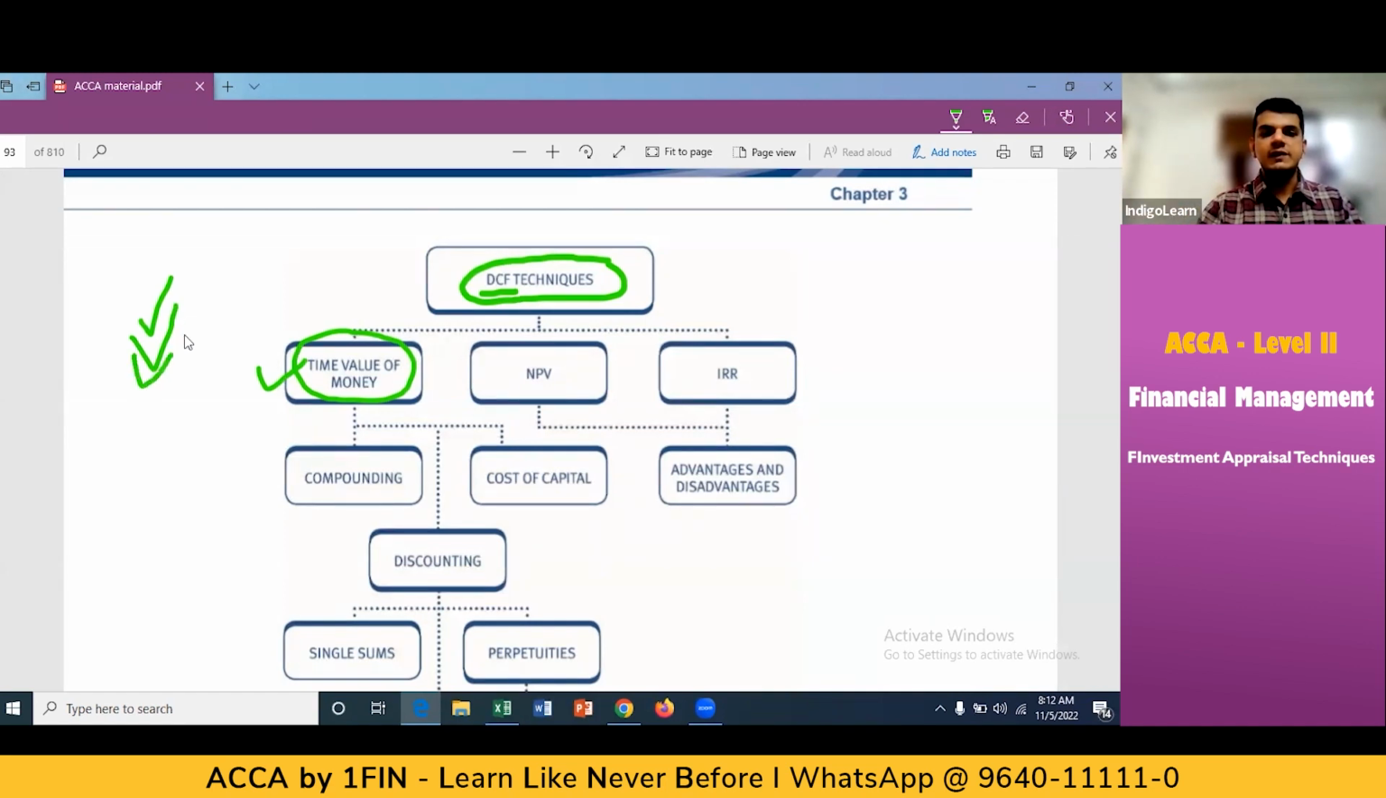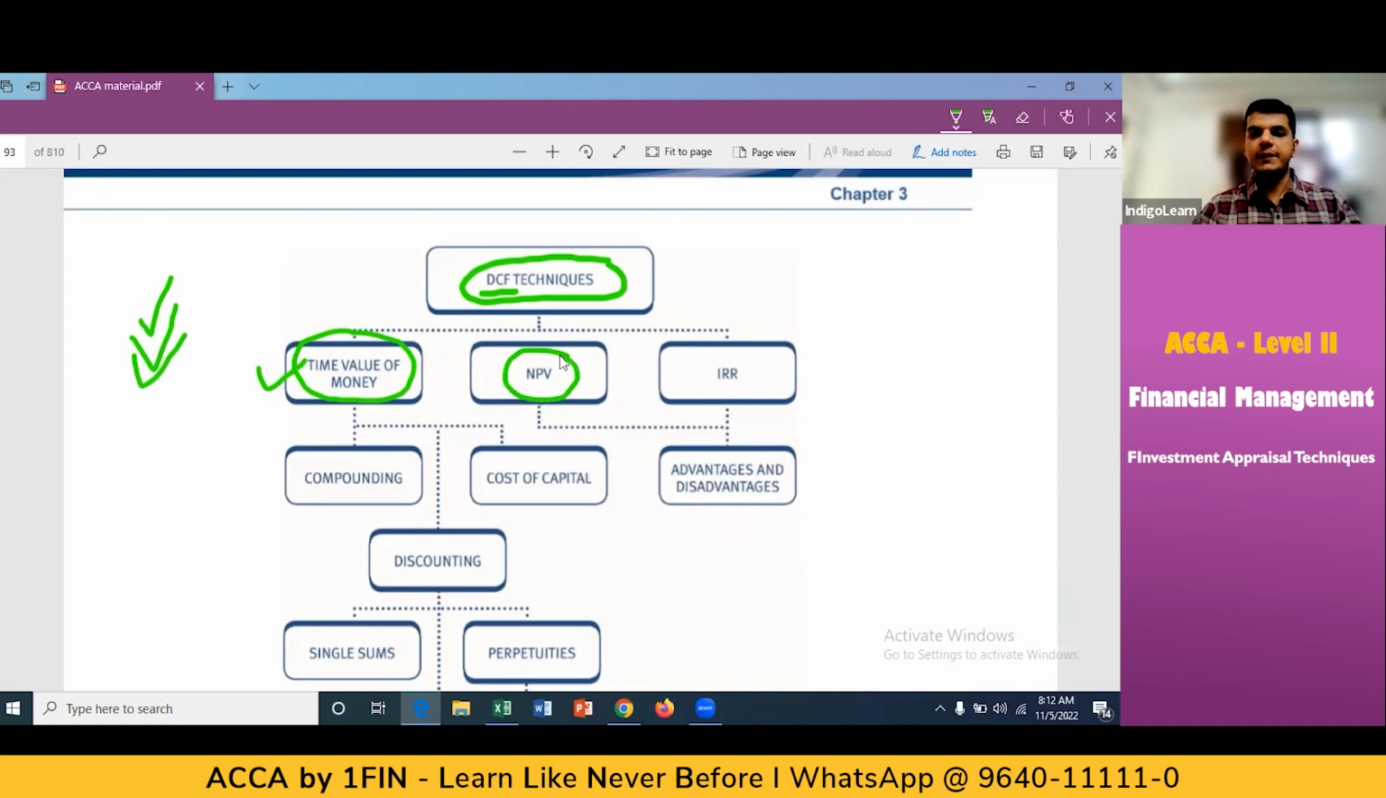And third is obviously the risk factor. Money received today is obviously less risky than money received after 10 years, because we don't know whether we'll be receiving 100 or not, because we can't foresee the future. So obviously the money received in future is riskier than the money received today.